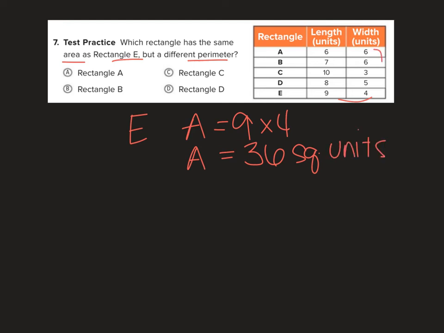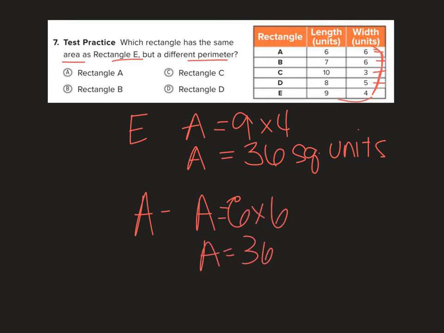Are there any other numbers up here that multiply together to make 36? 8 times 5, 40. 10 times 3, 30. 7 times 6, 42. 6 times 6 is 36. Okay, so that means that for rectangle A, the area, 6 times 6, is 36 square units. So, rectangle A.